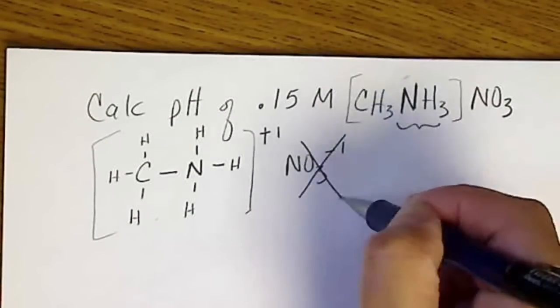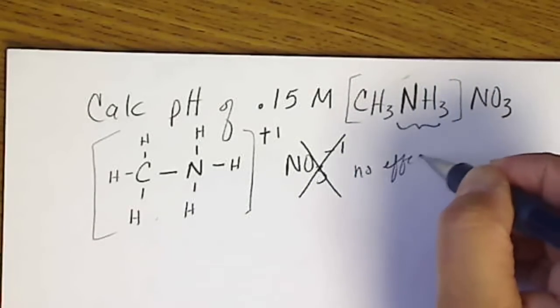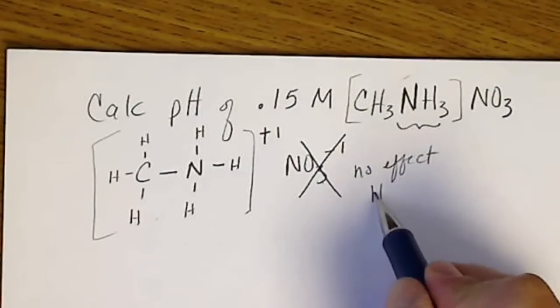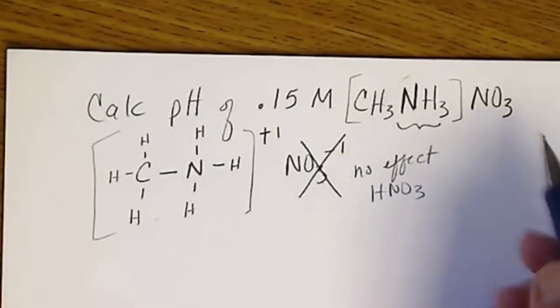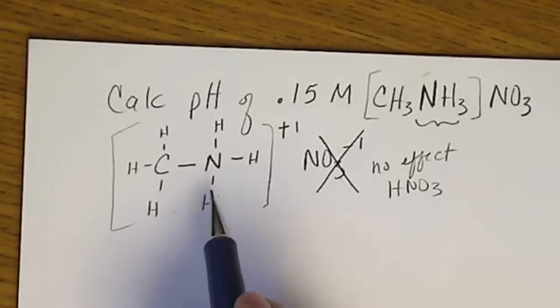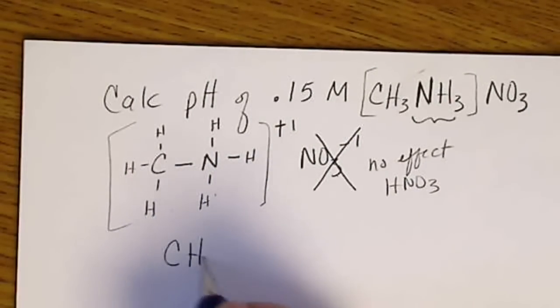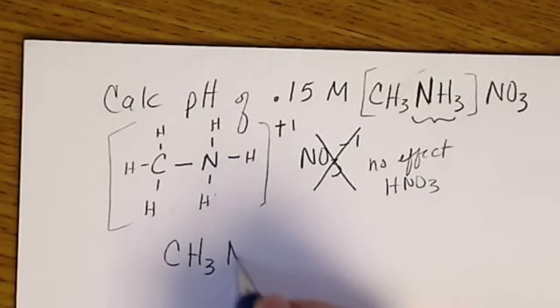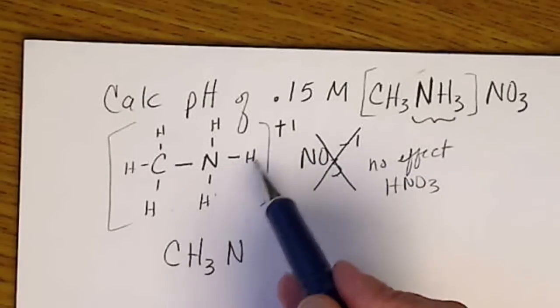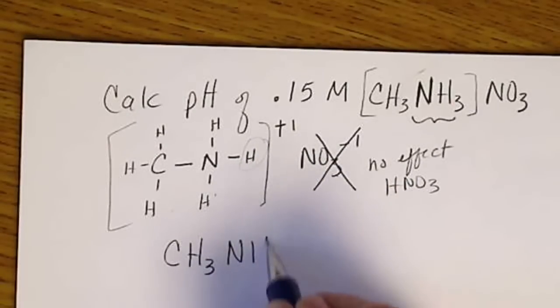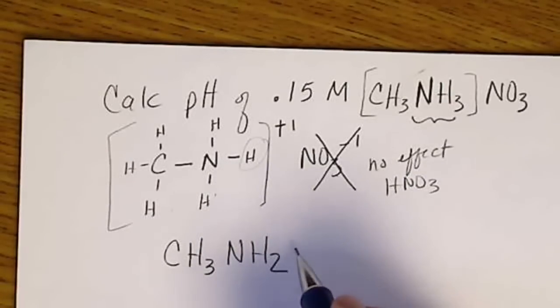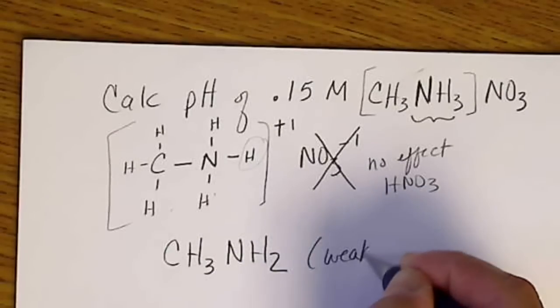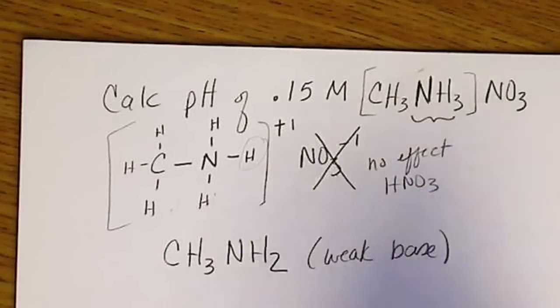The nitrate will not affect pH because nitrate is the conjugate base of the strong acid, nitric acid. So that will not affect the pH. This will. And so what we're going to do is look in the book for the base. The conjugate base of this will have 1 less hydrogen. So the relationship between a conjugate acid-base pair is a proton. So we're going to find this NH2. So this is actually a weak base, methylamine, and we'll find that on our Kb table.